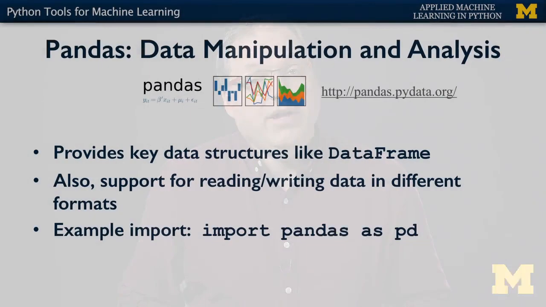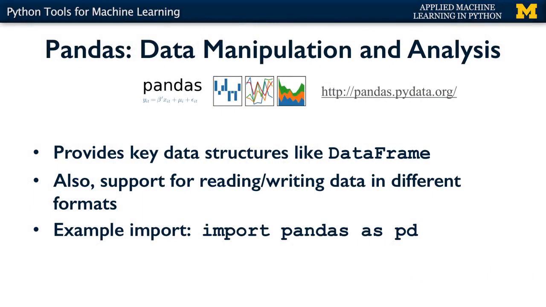You can have one column holding string values, another column holding a date, another column holding a floating point number, and so on. Pandas also has great support for reading and writing data in a variety of formats, everything from comma-separated CSV files to SQL, the structured query language used by databases, and more.